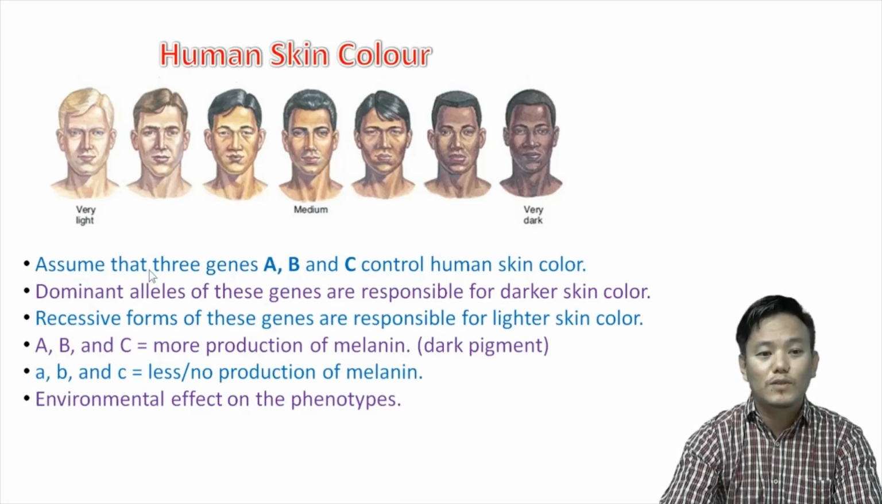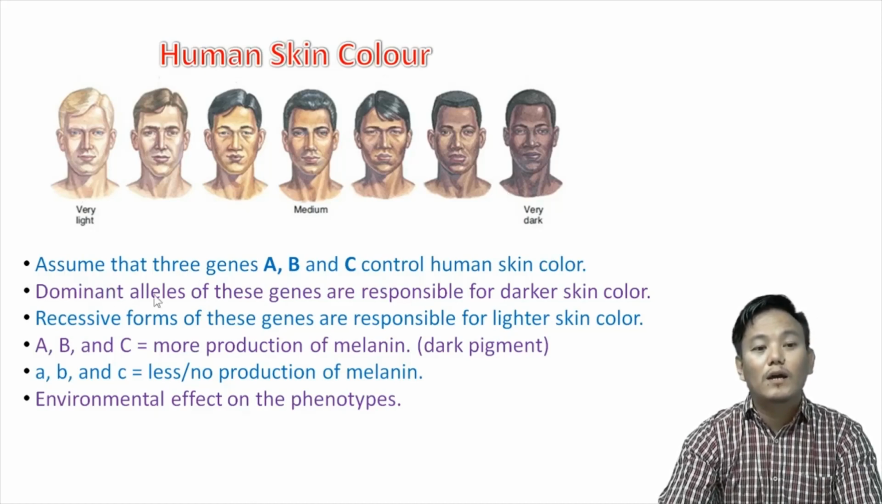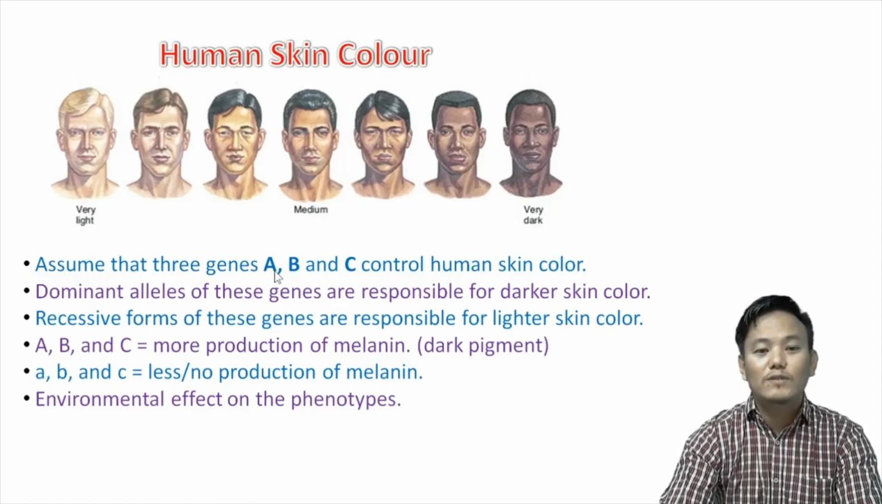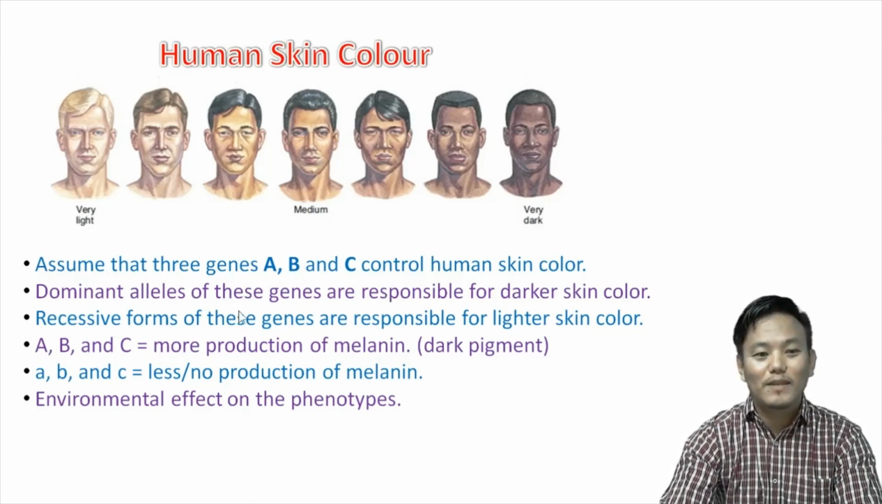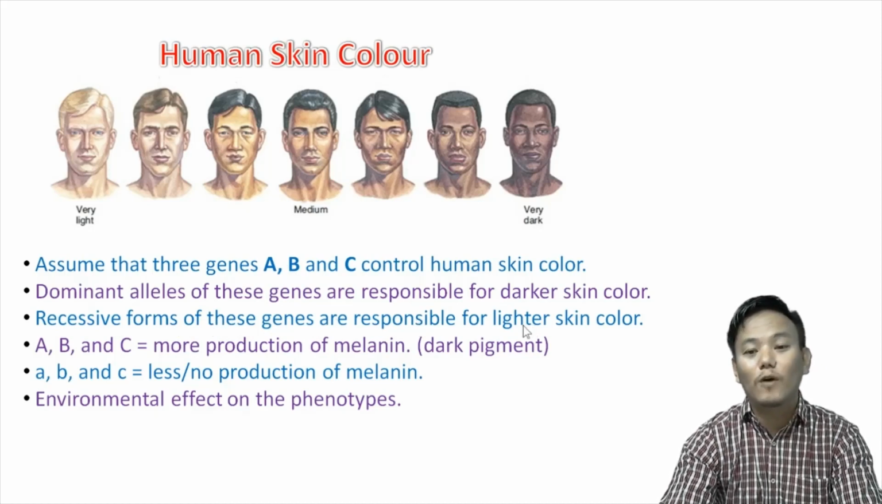So let's assume there are 3 genes, gene A, B, and C, which control human skin color. The dominant alleles of these genes, A, B, and C, are responsible for darker skin color, and the recessive forms of these genes, let's say lowercase a, lowercase b, lowercase c, are responsible for lighter skin color.